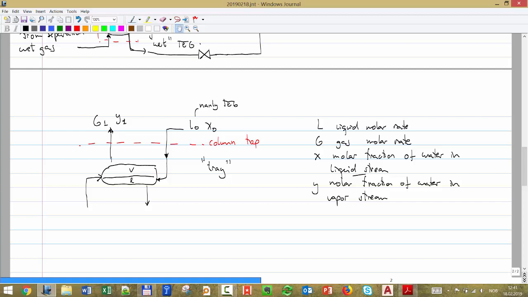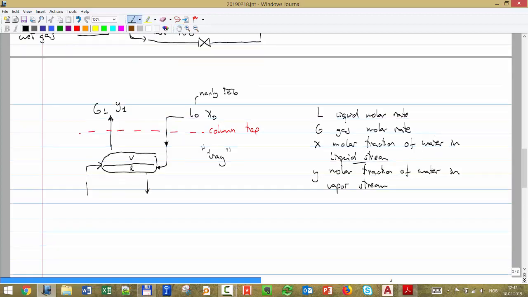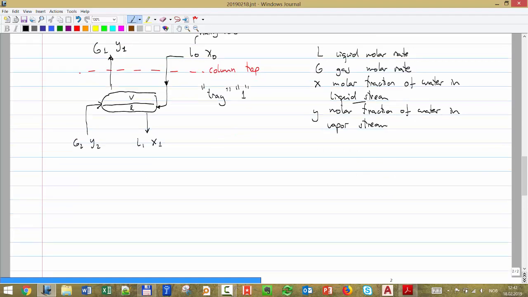Actually, we have to mix the liquid stream coming from above and the gas stream coming from below, and then we take the liquid and gas streams from the separator, that are already in equilibrium, one down and one up. So we can say here, this is G2, Y2, tray 1, and this will be L1, X1. Let me put here a small sequence. What happens in a tray? The column has a lot of trays.